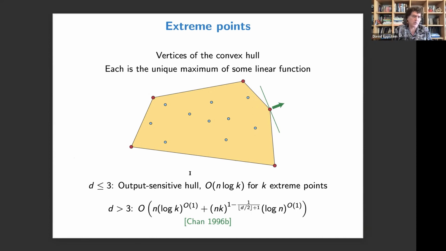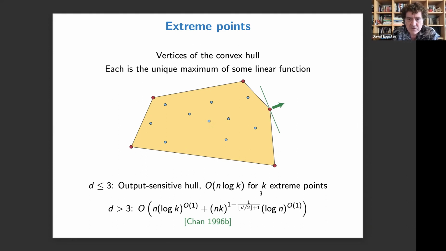And so for dimensions 2 and 3, we know how to compute convex hulls in an output sensitive way. And that's going to be relevant for our time bounds because output sensitive construction of extreme points is going to turn into output sensitive construction of relevant points.